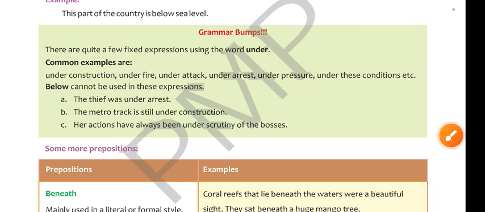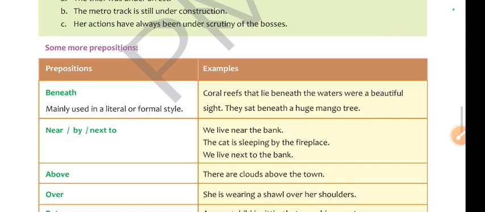Okay. So the thief was under arrest. The metro track is under construction. The actions have always been under scrutiny of the bosses. Beneath, where do we use? Let's understand its formal meaning. Mainly used in literal or formal style, like coral reefs that lie beneath the waters were a beautiful sight. They sat beneath a huge mango tree.